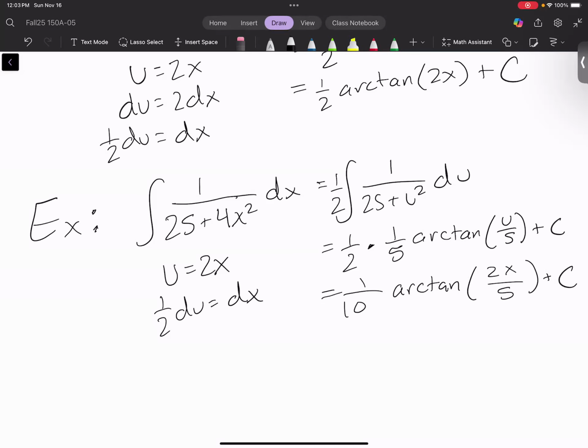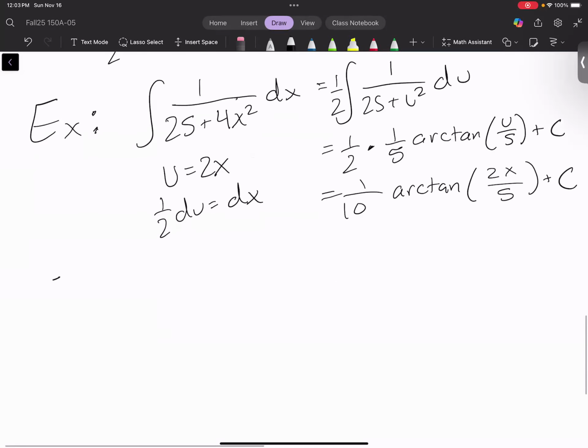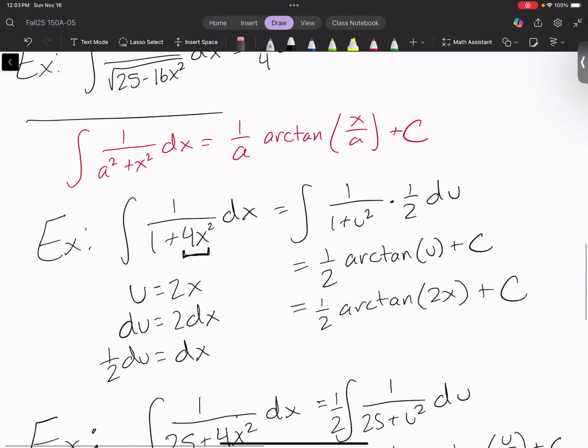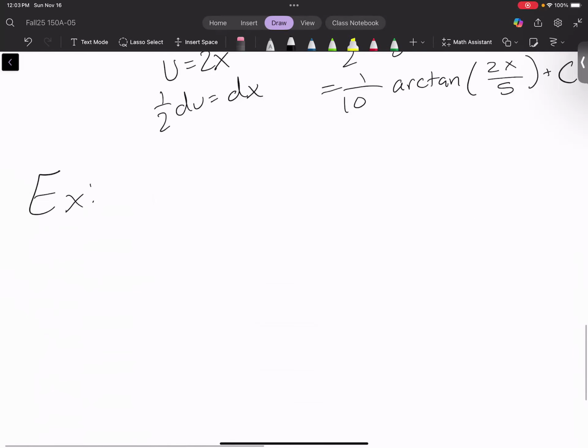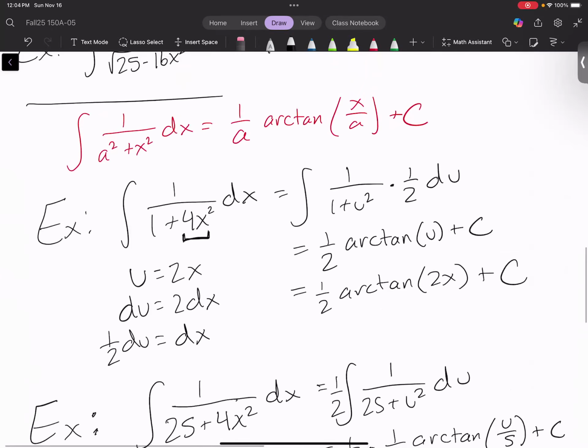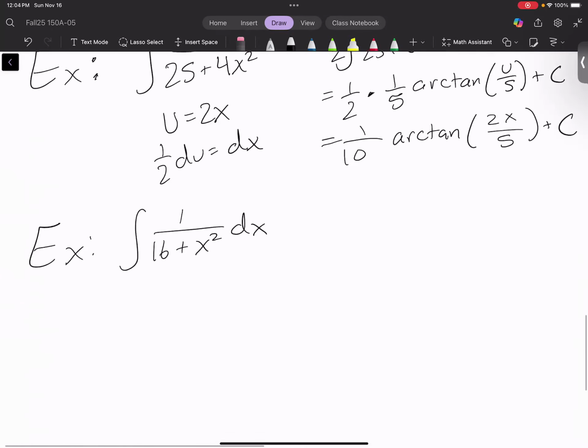Let's do another one. An easier one for you guys. You'll be able to just jump straight to the red thing. So the integral of 1 over 16 plus x squared dx. Go ahead and pause and try this one. Again, you can use the red tool straight here.